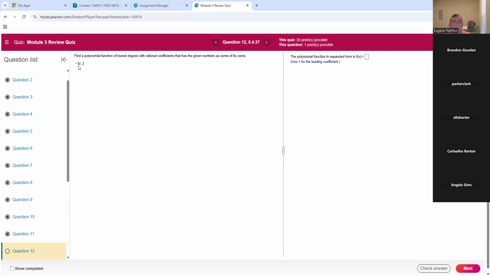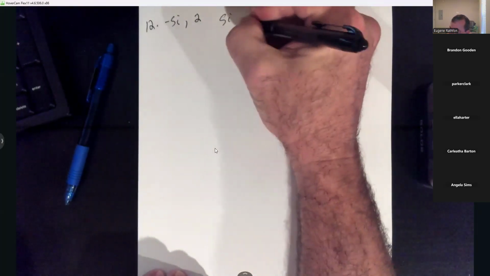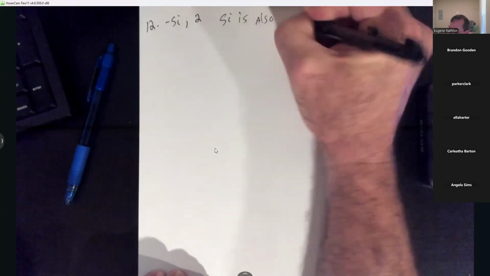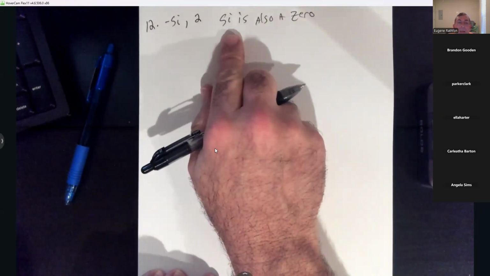Positive and negative 5i. Since they gave me the negative 5i, we automatically know that 5i also has to be a zero. So this one you're going to FOIL, but you had to know that for this one. They gave me negative 5i and 2, so that meant 5i is also a zero automatically. Okay, so you're going to have 3 zeros.